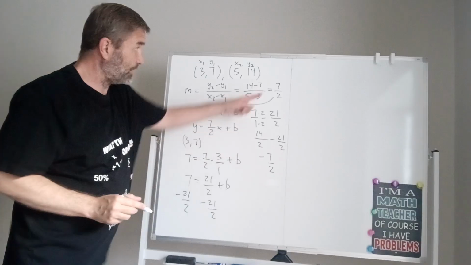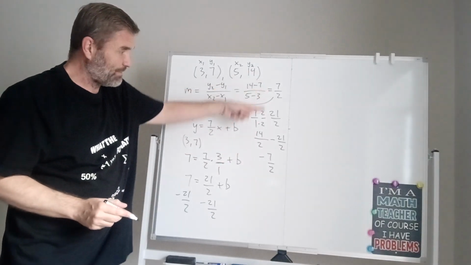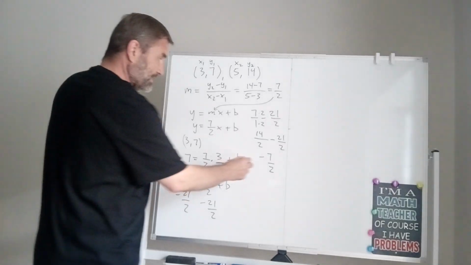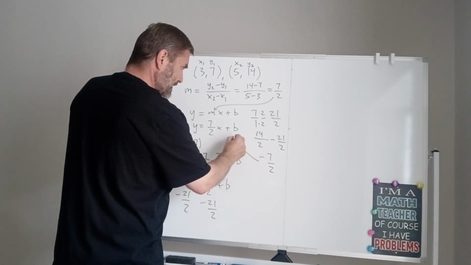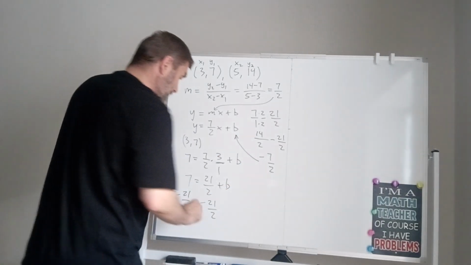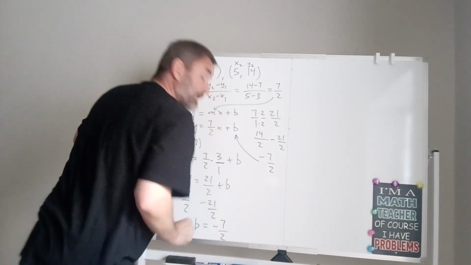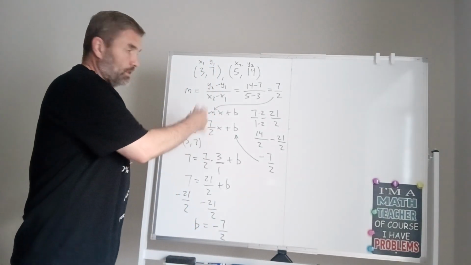Now you've got to be careful here. The slope and the y-intercept came out as the same value. One's positive, one's negative. Don't mix them up when you plug them back in. This negative 7 over 2 is my b. It's going to go right there. Okay, so this gave me that b was equal to negative 7 over 2. Very, very important that you don't lose this.